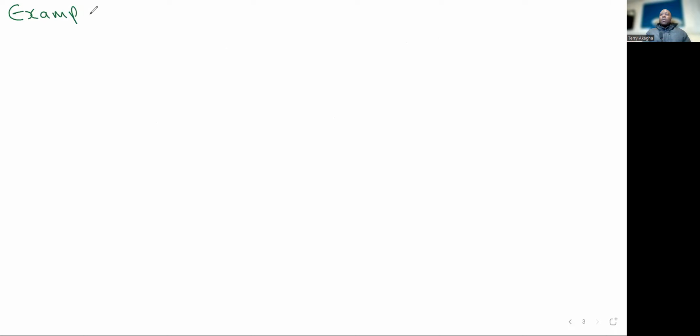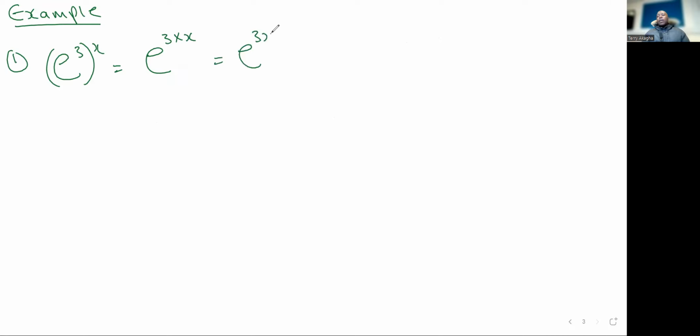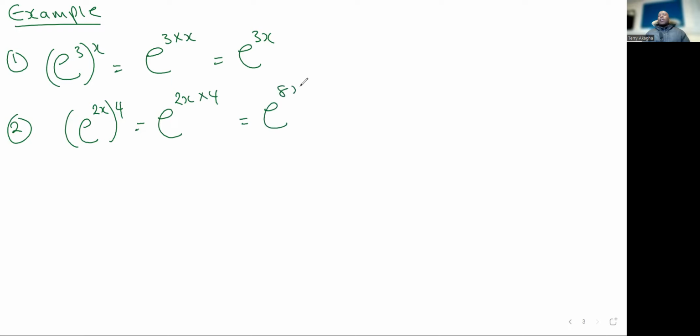Let's say we have exponential of 3x. How do you solve it? You just multiply the powers, and this gives you exponential 3x. Then the other one, we have exponential 2x to 4, the same thing. When you have stuff like this, you just multiply the powers, and that will give you exponential 8x.